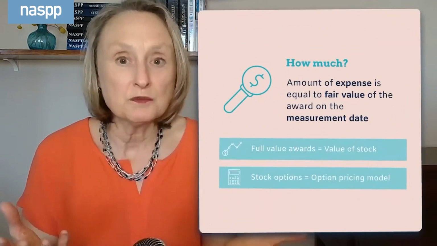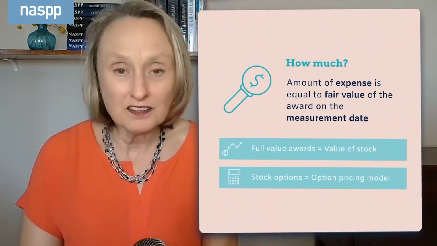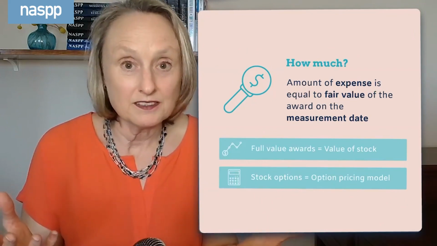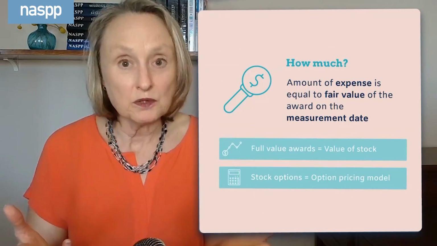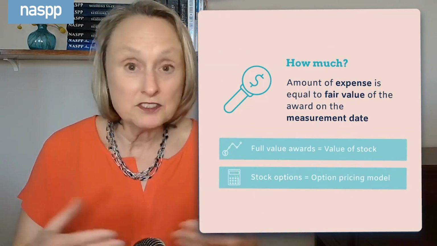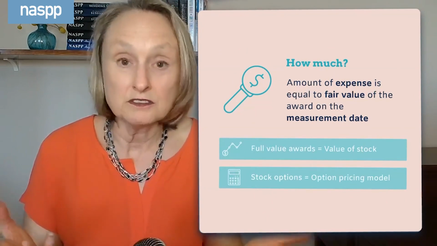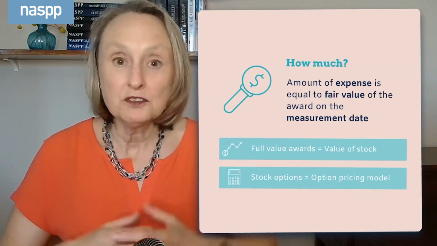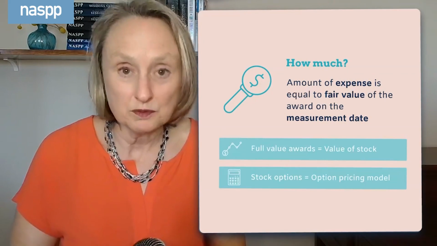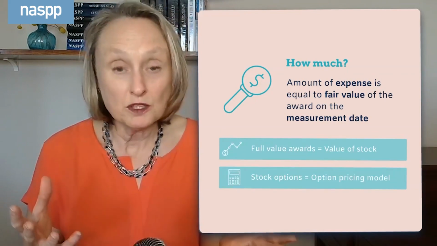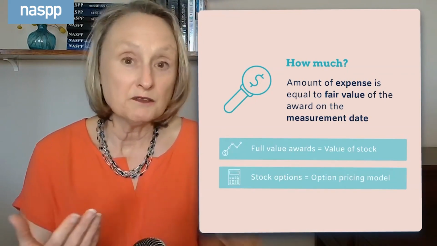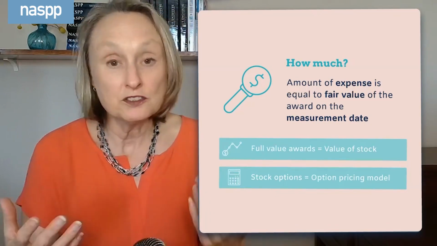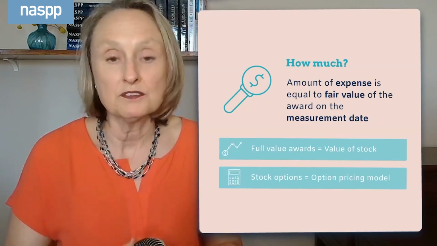Now that we've determined the date that we're going to use to calculate that expense, the next step is to calculate the expense. For full value awards, the expense will generally just be the value of the underlying stock. For stock options, we will have to use a formula called an option pricing model. And this formula calculates what an investor would be willing to pay for the option. And that's generally going to be less than the price of our stock.